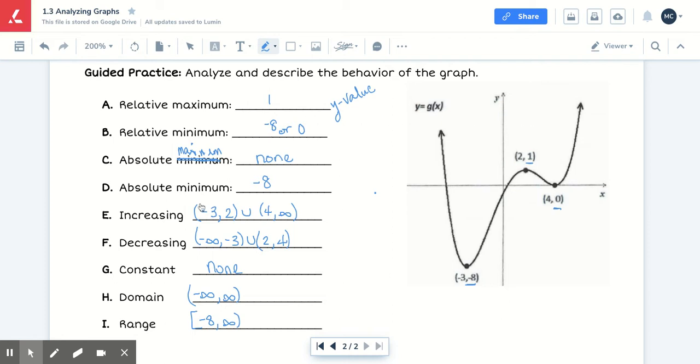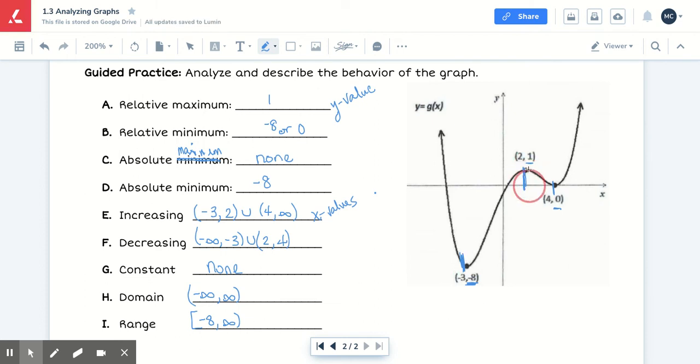Intervals where this graph is increasing is from x values. Remember down here, these are all x values. Is from -3 to 2 and 4 to infinity. So from -3 to 2 and from 4 to infinity. And it's decreasing from -infinity to -3. So as far this direction as we can go, up to -3. And then also from 2 to 4, the graph is decreasing. It is never constant. This one is always changing somehow.